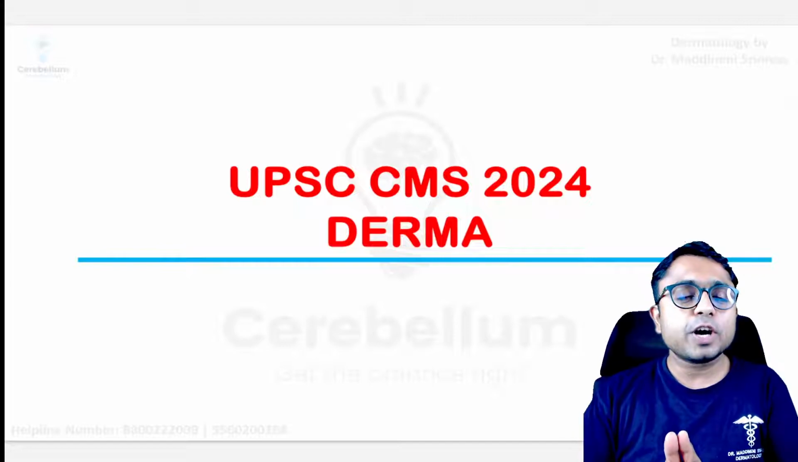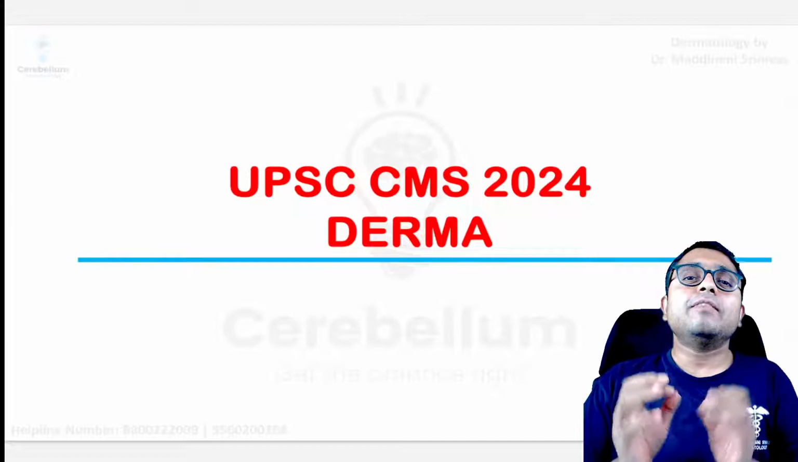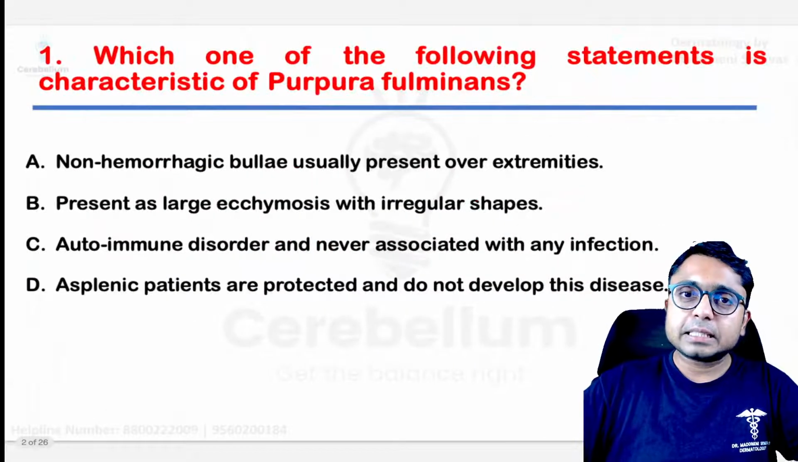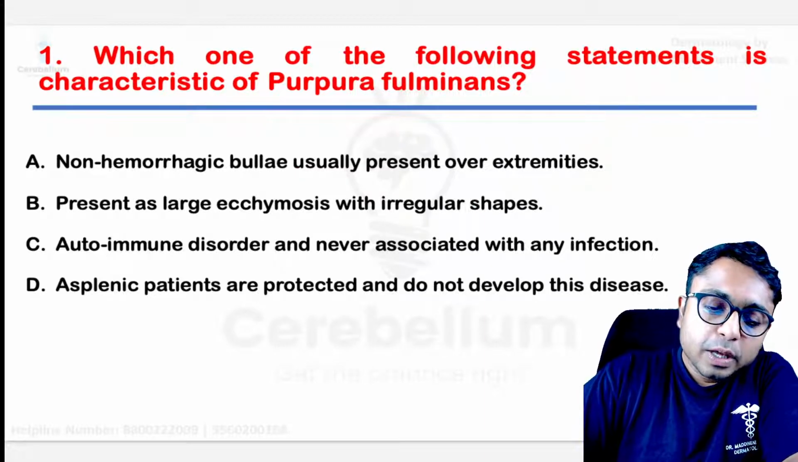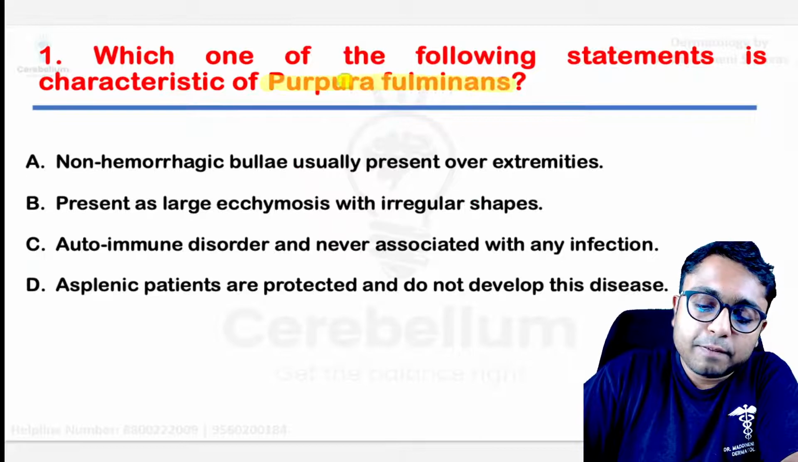So in this video, we are going to see the recall MCQs from dermatology, which appeared in the UPSC 2024 examination. So let us begin our discussion with this first MCQ. You need to identify which of the following statements is characteristic of purpura fulminans.